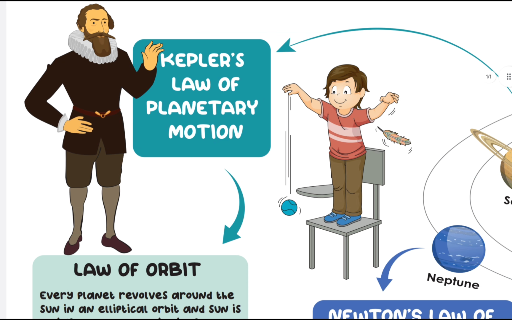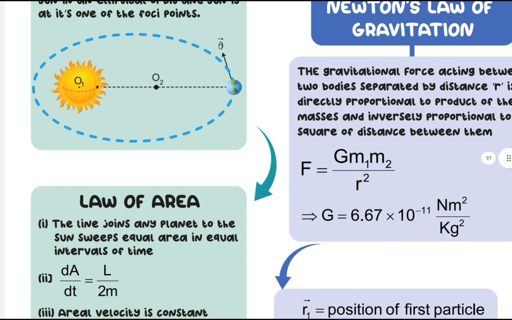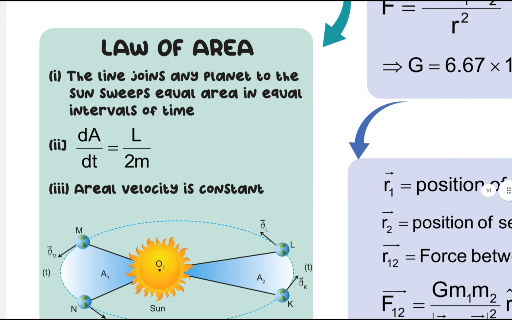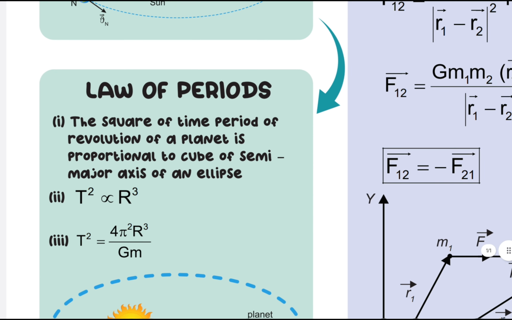Kepler's laws of planetary motion. Law of orbit: every planet revolves around the sun in an elliptical orbit and the sun is at one of the foci. Law of area: the line joining any planet to the sun sweeps equal area in equal intervals of time. dA by dt is equal to L by 2m. Areal velocity is constant.